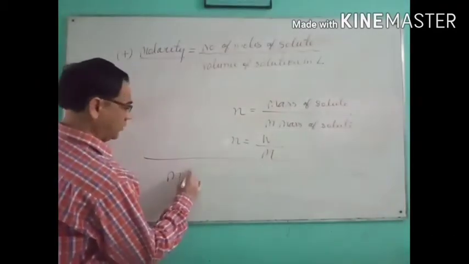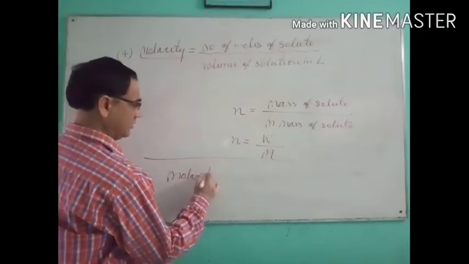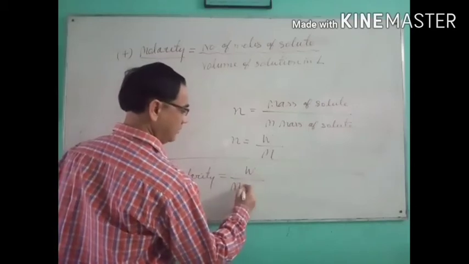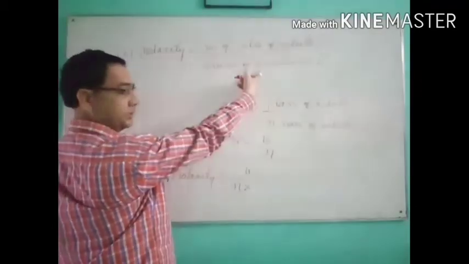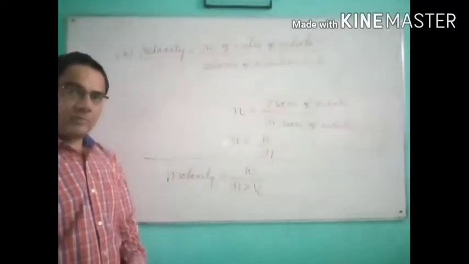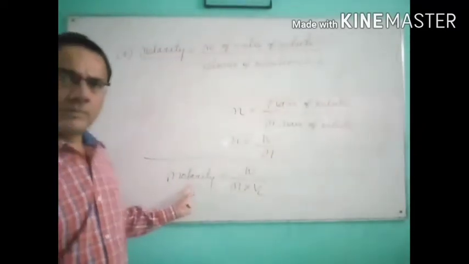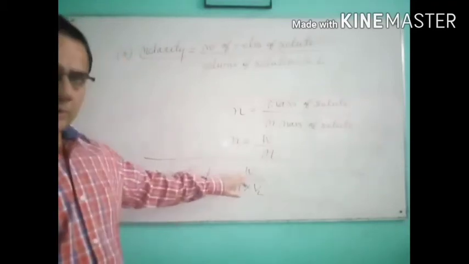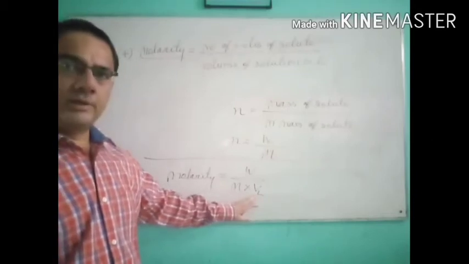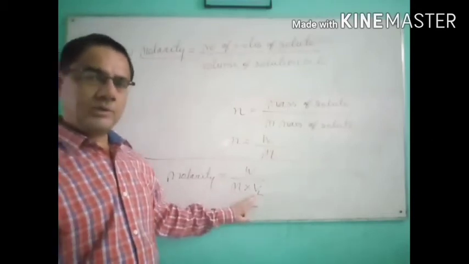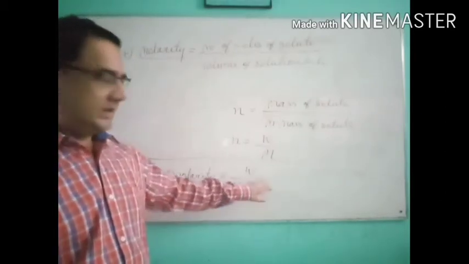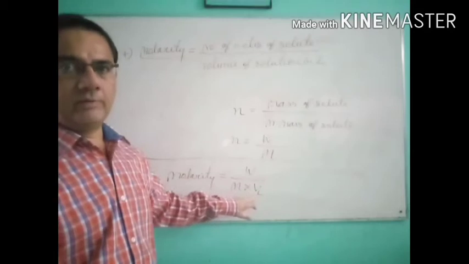See, molarity is equal to W upon M into volume of solution in liter, and that is V liter. This is the formula to calculate the molarity. Mass of the solute, molar mass of the solute, volume of solution in liter. In the question, if the volume of the solution is given in liter, directly we put the value here.